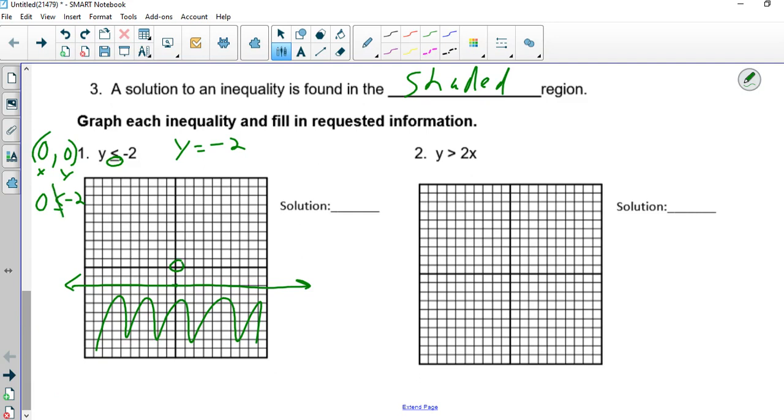So since it's false, I shade the other side of the line. Let's say I picked something like 0, negative 11, which would be down here, off the chart a little bit. Well, I'm going to plug that in. Negative 11 less than or equal to negative 2. That is a true statement, which means this point is in the region, and therefore I shade that side of the line.